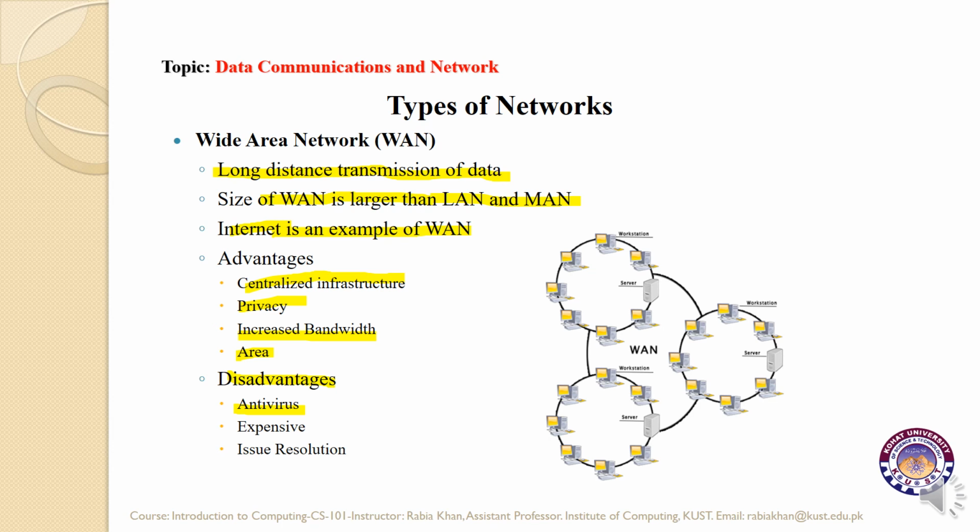Secondly, it is expensive. Why expensive? Because the cost of installation of a wide area network is quite high. The fiber optics or the satellite waves that are required to establish wide area networks in the case of wireless communication make the setup quite expensive. Because you are going to connect to the whole world, it would require some expensive installation cost. And then issue resolution.